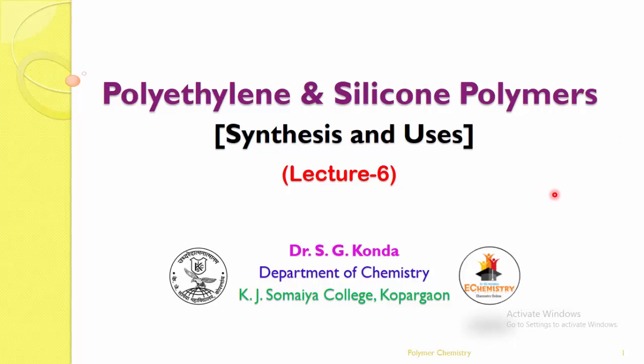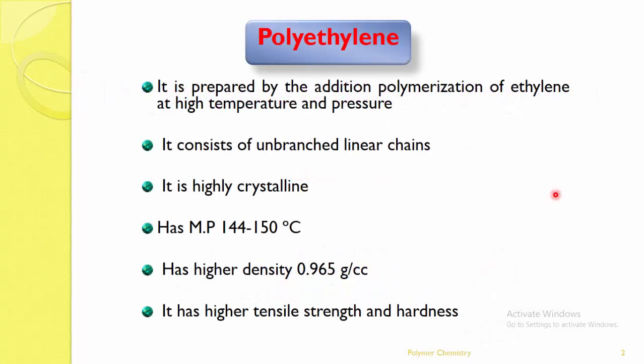In this lecture, we are going to study synthesis and uses of polyethylene and silicon polymers. Let me start. First is polyethylene. As we know, this is the basic commercial polymer which is synthesized from the simple monomer ethylene. It forms into polyethylene.